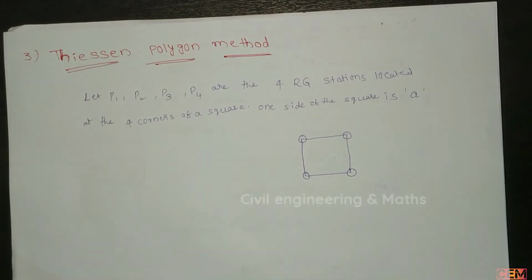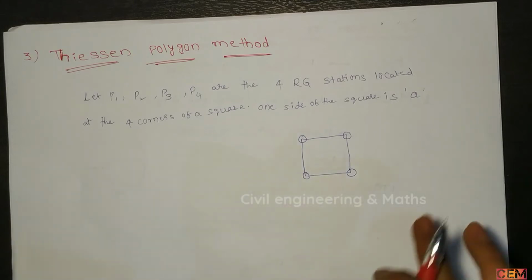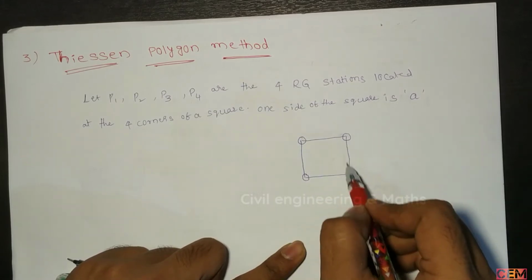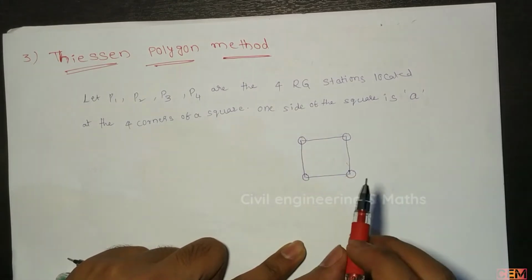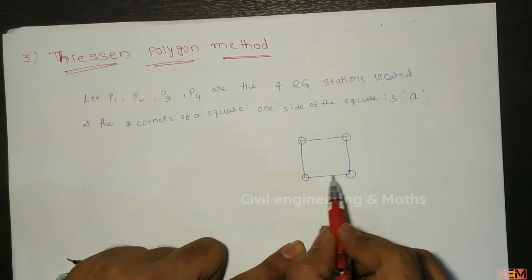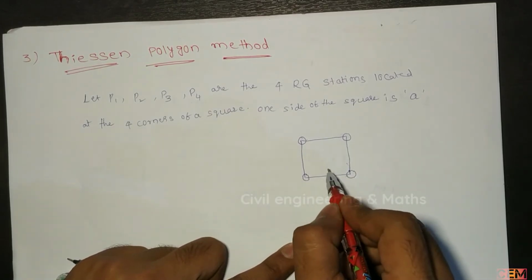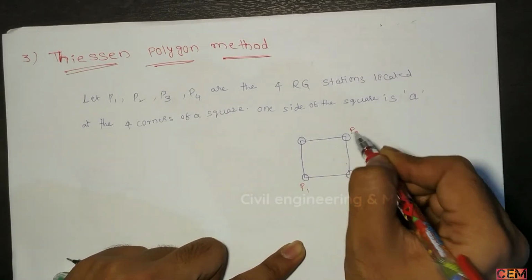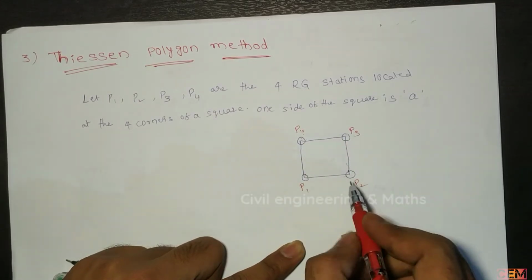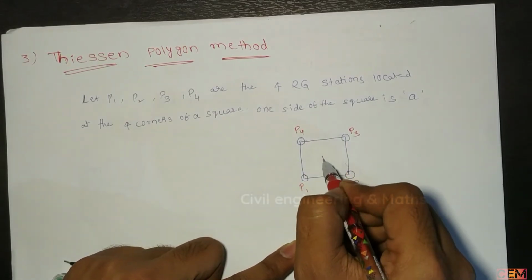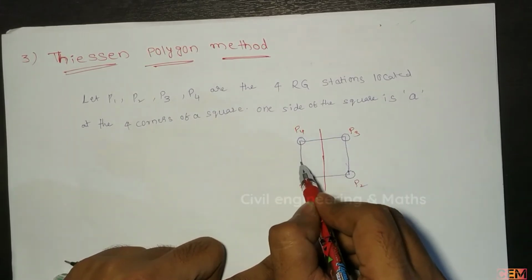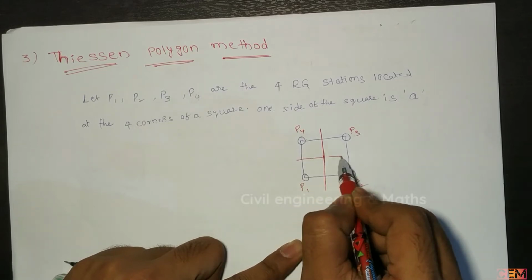First, connect all the adjacent rain gauge stations with straight lines. Then we can draw the perpendicular bisectors of these lines: the P1 P2 perpendicular bisector, the P3 P4 perpendicular bisector, the P1 P4 perpendicular bisector, and the P3 P2 one.